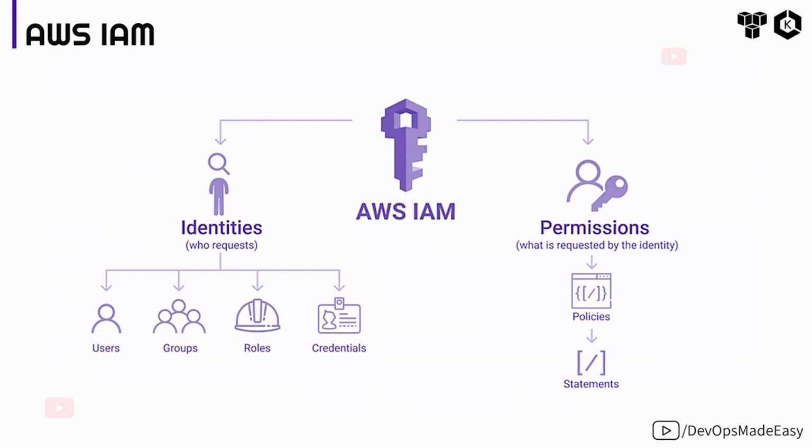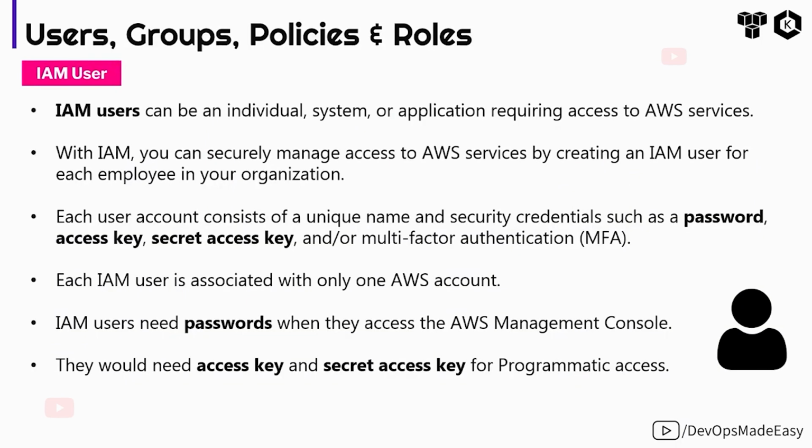Coming to the permissions, permissions are managed through policies. A set of policies becomes an overall permission, and this permission or policy can be attached to a user, to a group, or to a role. As we already know, IAM basically revolves around these four objects: users, groups, policies, and roles. Let's understand each of them in depth.